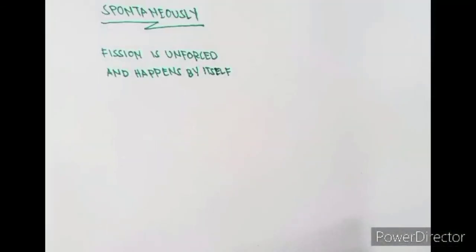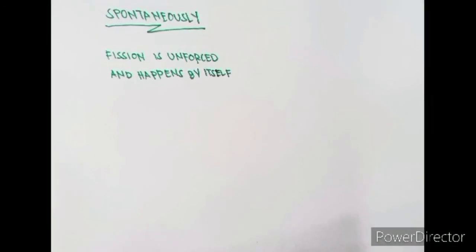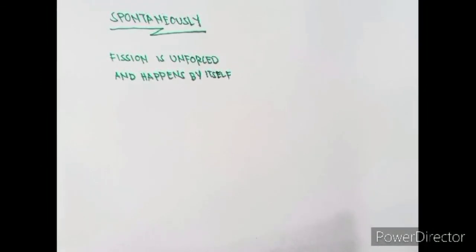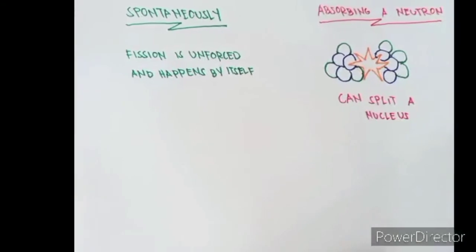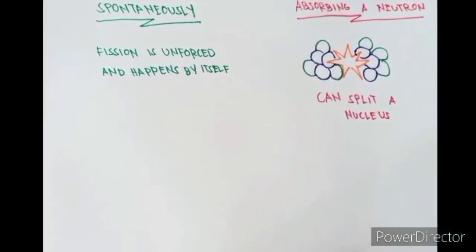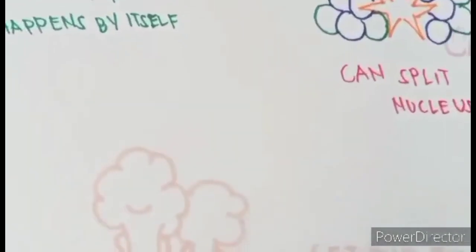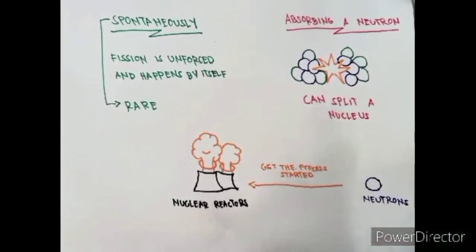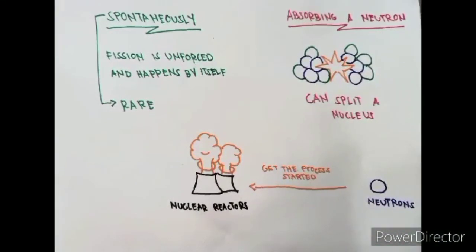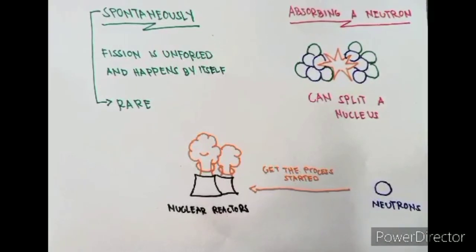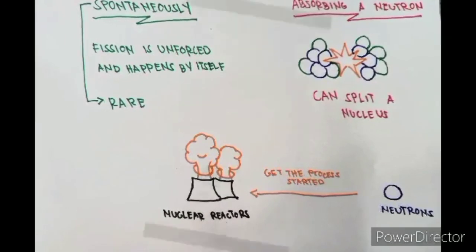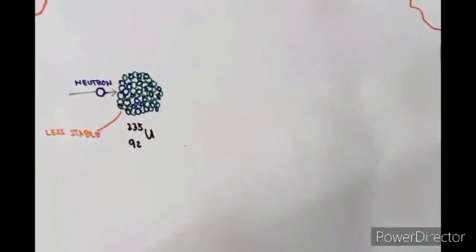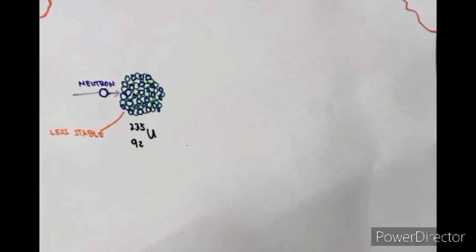Nuclear fission can occur in two different ways: either spontaneously, where the fission is unforced and happens all by itself, or by absorbing a neutron, which effectively splits a nucleus by making it even less stable. In practice, spontaneous fission is rare, and so when we use fission in nuclear reactors, we have to use neutrons to get the process started. To properly understand how the process works, let's go through the steps.